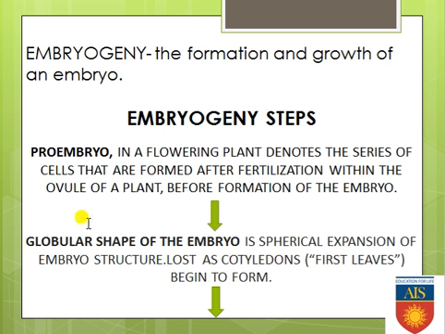That means this specific globular embryo will start getting lost when the cotyledon structure, or the first leaf-like structure, starts forming. At that time only, the globular shape of the embryo will be lost. Okay, so first the initial embryo, the proembryo, has come, and then the globular-shaped embryo has come.